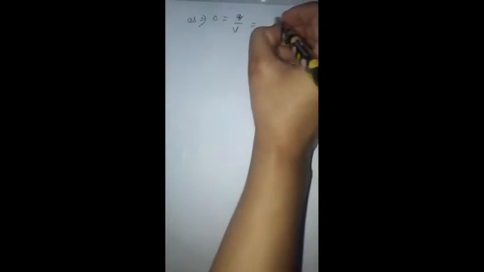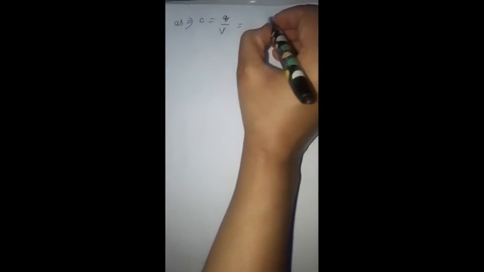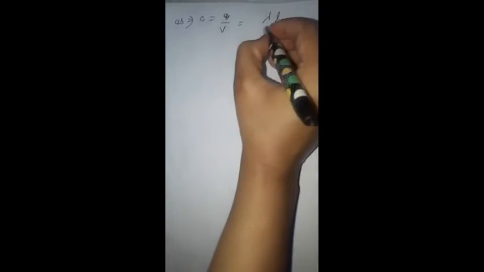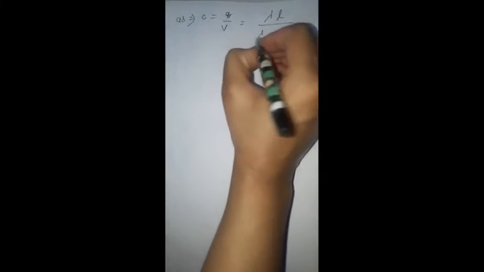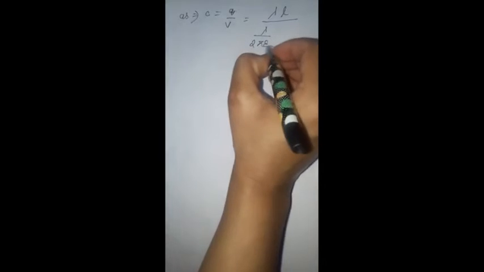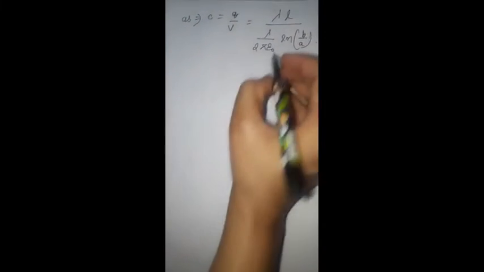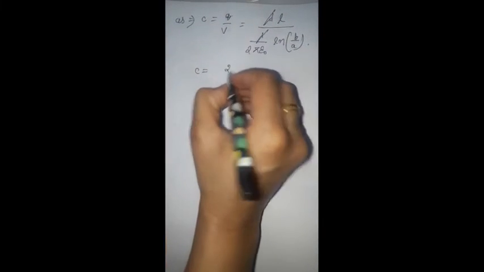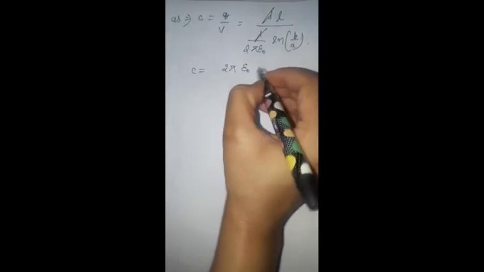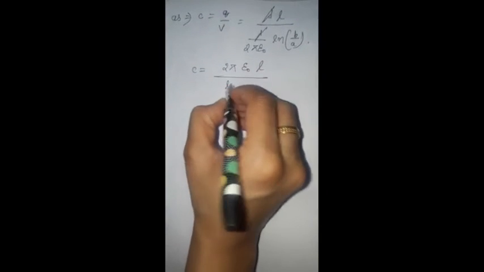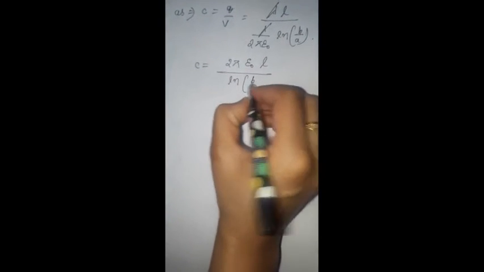As we know, C equals Q over V, so we put the value of V, and the value of Q is lambda L, over lambda over 2 pi epsilon naught ln b upon a. Here lambda will cancel, so C will be 2 pi epsilon naught L over ln b over a.